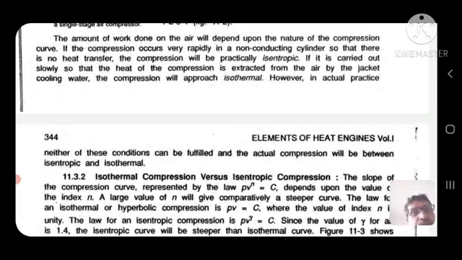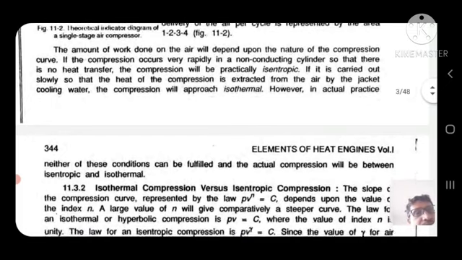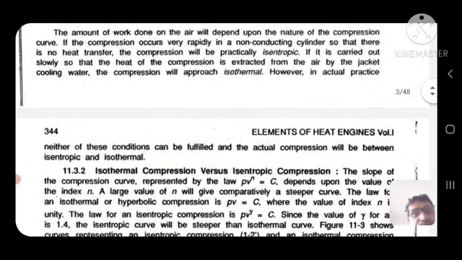The amount of work done on the air will depend upon the nature of the compression curve. If the compression occurs very rapidly, in a non-conducting cylinder so that there is no heat transfer, the compression will be practically isentropic.